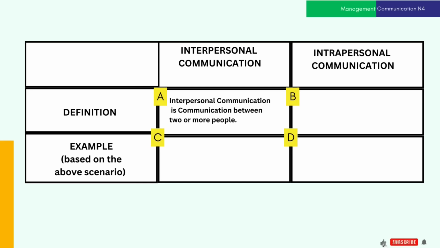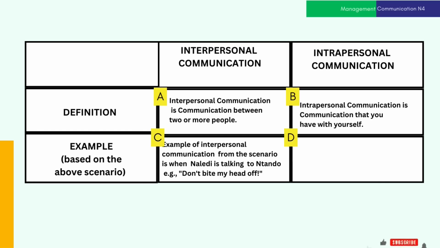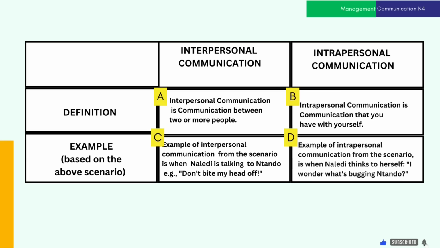A. Interpersonal communication is communication between two or more people. B. Intrapersonal communication is communication that you have with yourself. C. Example of interpersonal communication from the scenario is when Naledi is talking to Ntando, e.g., "Don't bite my head off." D. Example of intrapersonal communication from the scenario is when Naledi thinks to herself, "I wonder what's bugging Ntando."